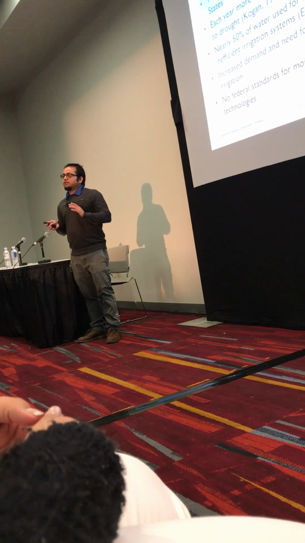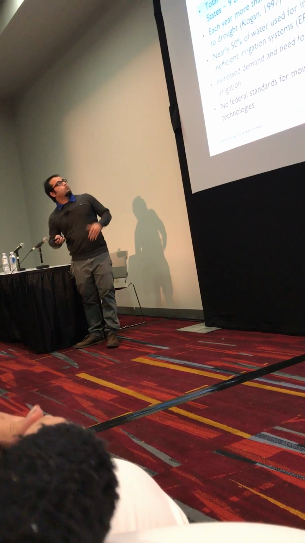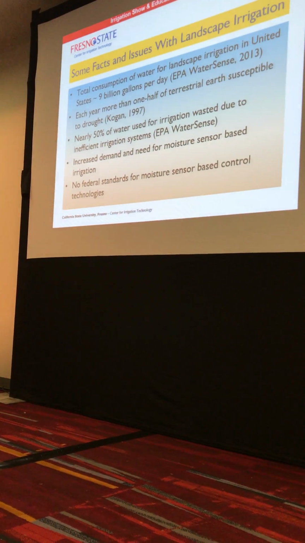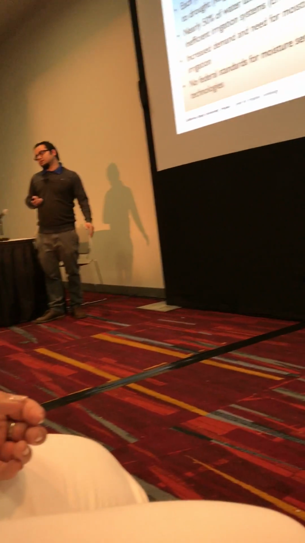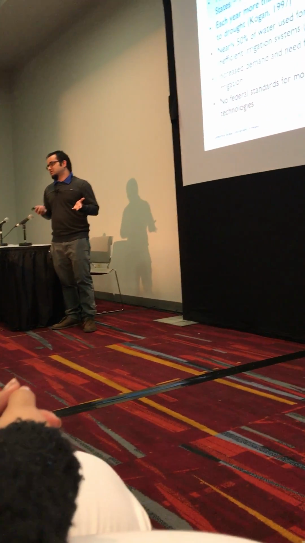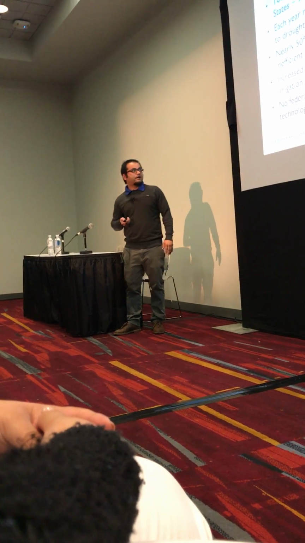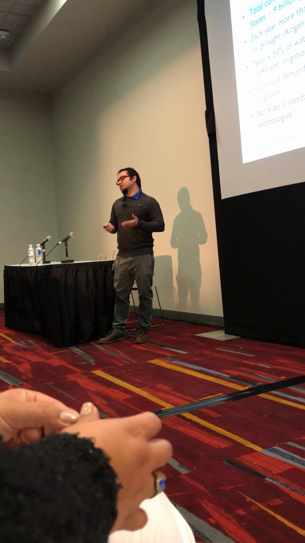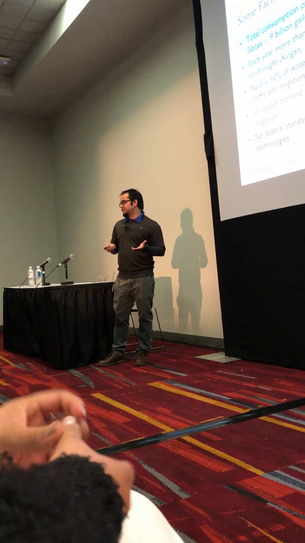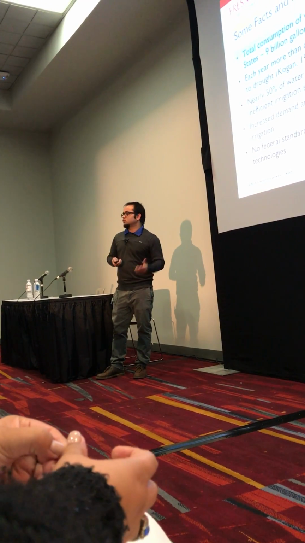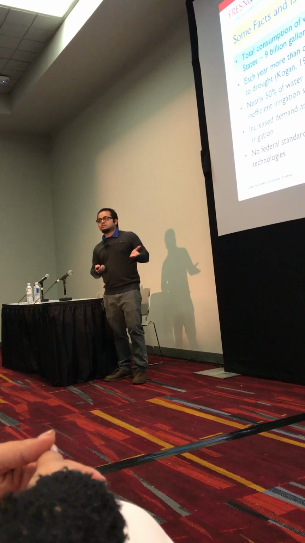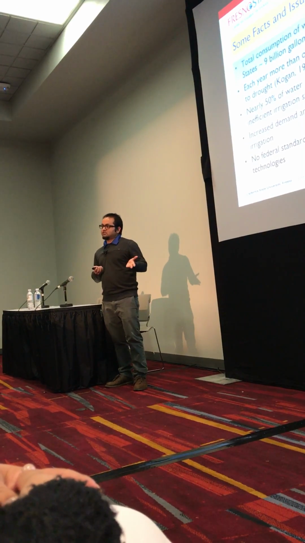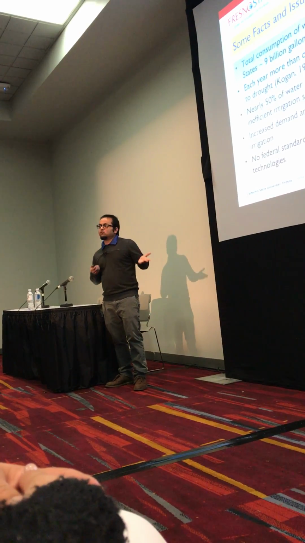Let me give you a little background about the issues we are facing with landscape irrigation. The US EPA says that roughly 9 billion gallons of water are used in the United States every year for landscape irrigation, and 50% of that goes to waste because of inefficient irrigation design. In addition, we have drought issues going on, so we are forced to make use of efficient irrigation. For that, we have to use soil moisture sensors. But although we have a lot of soil moisture sensors, we don't have any federal standard showing how efficient these soil moisture-based control technologies are.